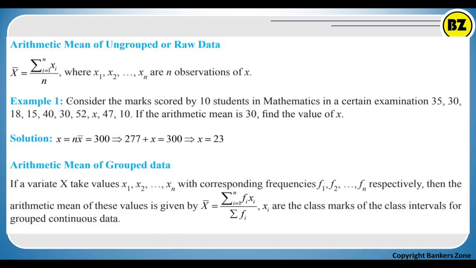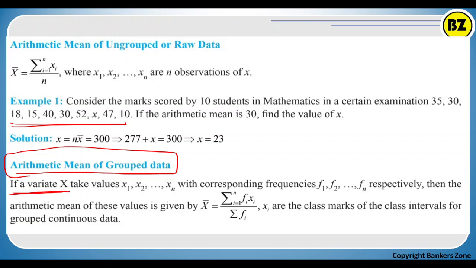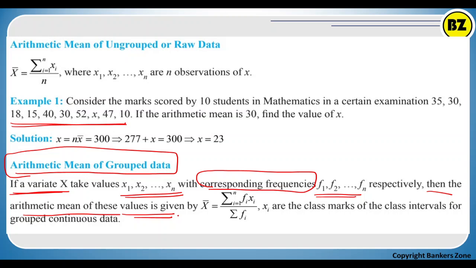Now see, this is simple, they have given simple data, single values. If the data is given in the form of groups, then how can we solve? Very simple. If variable x takes values x1, x2, x3 up to xn with corresponding frequencies, frequency meaning the number of times it appears in the data, f1 to fn, then the arithmetic mean is given by summation of x divided by capital N. Simply remember.